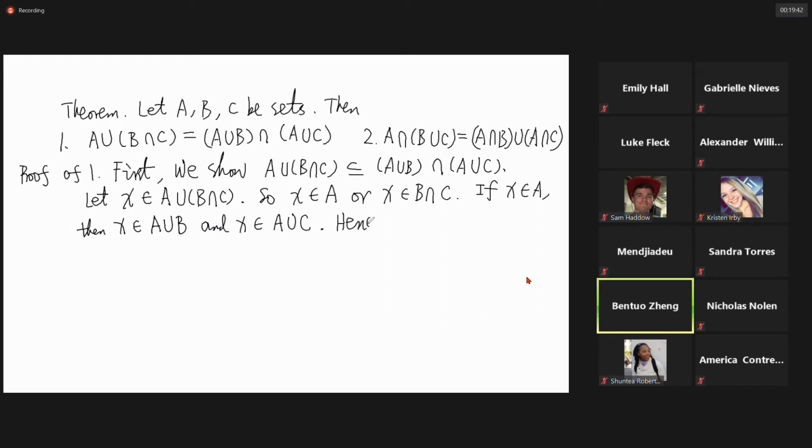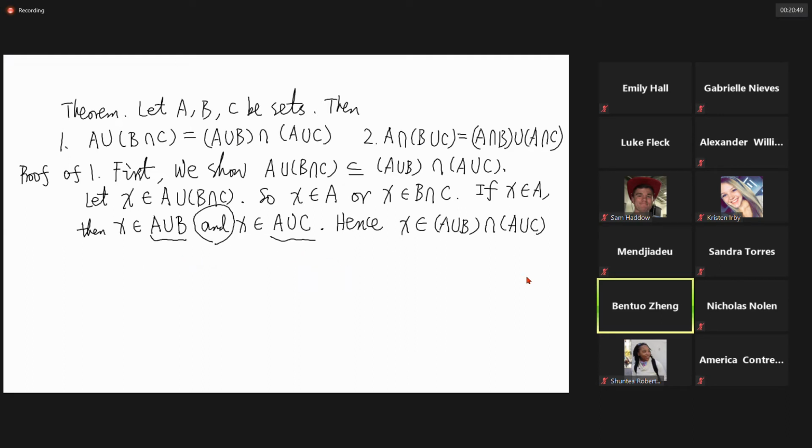Hence, by definition, because X is in A union B and X is in A union C, this means X is in the intersection of these two sets. X is in both sets, which means X is in the intersection. So you see, each step we use definition. You have to be rigorous about the reasoning behind your conclusion. Okay, so this finished the proof of the first step. We showed that A union (B intersect C) is a subset of (A union B) intersect (A union C). Okay, so the second step, we show... Oh, I haven't finished this. I'm sorry.